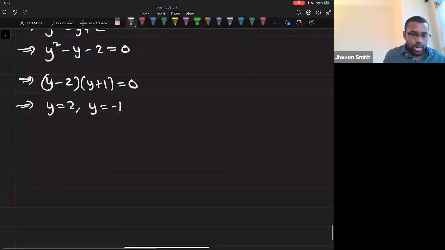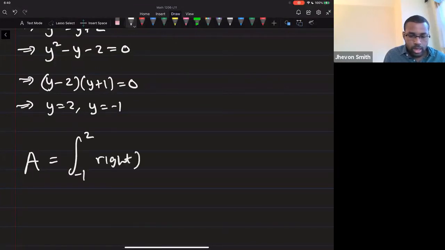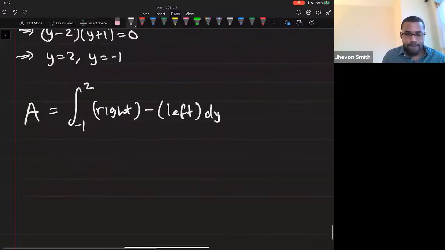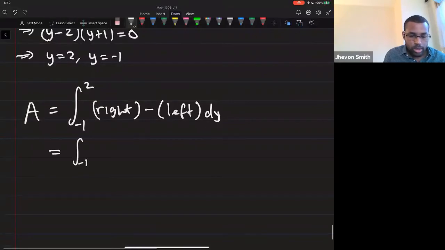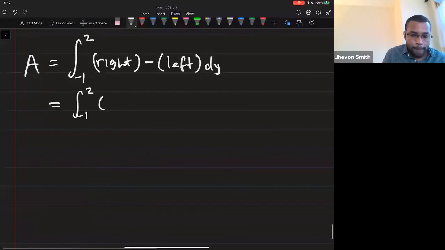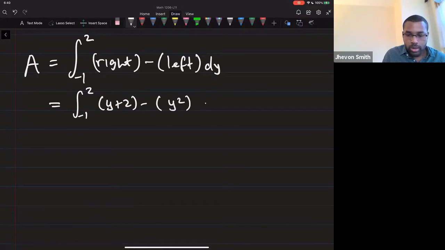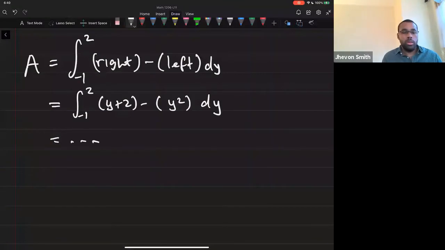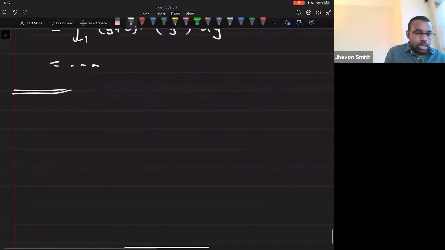And so now I can say the area is going to be the integral from minus 1 to 2 of the right minus left dy. And this is going to be equal to the integral from minus 1 to 2 of the right function, which is y plus 2, and the left function is just going to be y squared. And you can actually continue. Setting up the same problem as top and bottom.